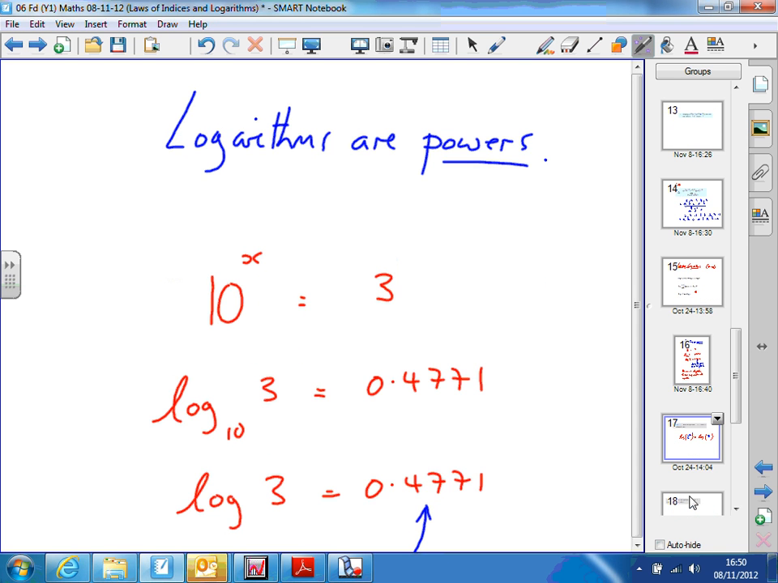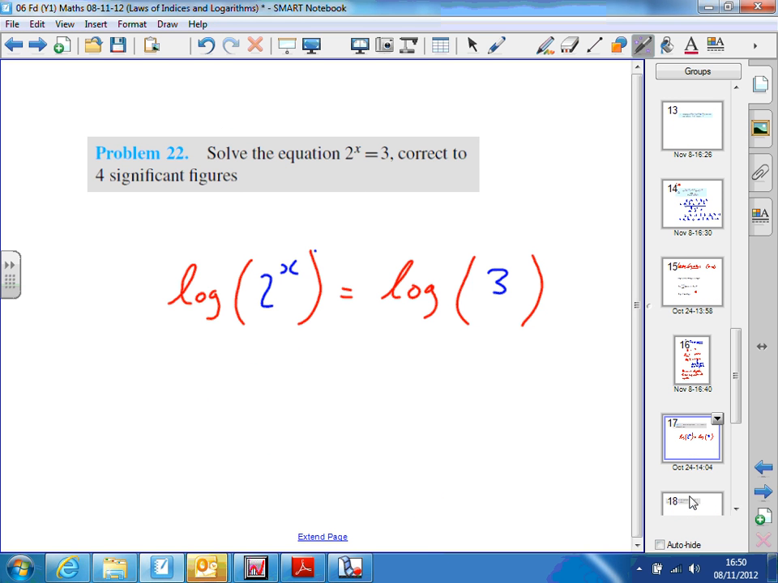So what we do is we say, in that case, and this is where it becomes apparent, instead of this x being in the power, it comes down and turns into a multiplier. And we've got x times the logarithm of 2 equals the logarithm of 3. So by taking logarithms, I can bring my x down and it becomes a multiplication because of these laws of indices, laws of logarithms.